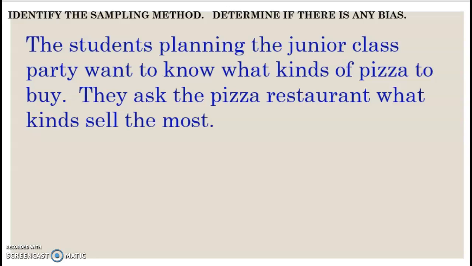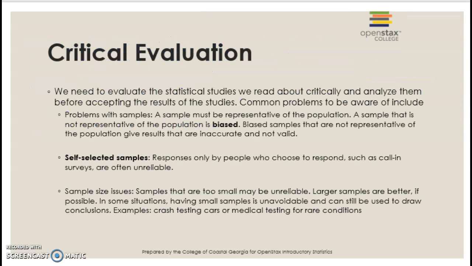Okay. The students planning the junior class party want to know what kind of pizzas to buy. They ask the pizza restaurant what kinds sell the most. Well, that's convenient. It certainly is easy to get. But the restaurant may not sell strictly to students. They might sell to families, single people, not students. So they may get an underrepresentation of students if you're trying to do it.